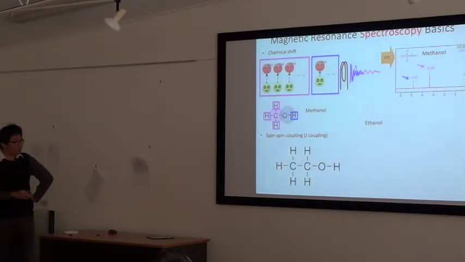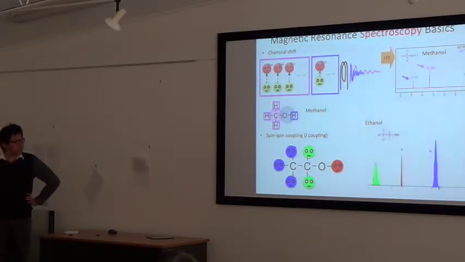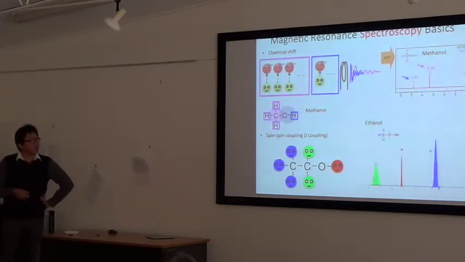So let's take ethanol for example. The same thing will have the chemical shift because the two carbons and the one oxygen will produce their own magnetic fields and influence the local magnetic field of the protons. And they fall into three types of local magnetic fields, the blue, green, and the red one. So if I do the same thing, we find three peaks on the frequency domain.